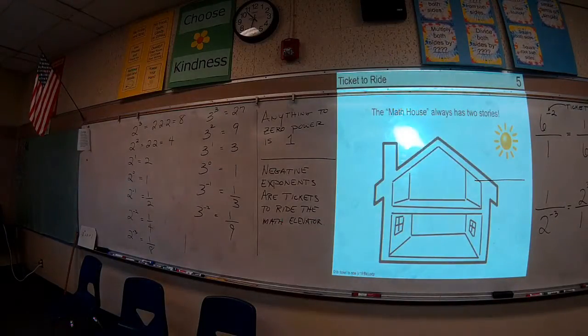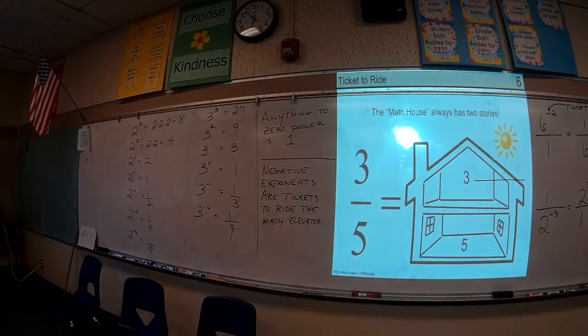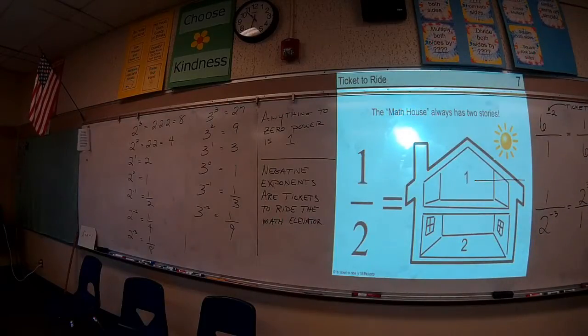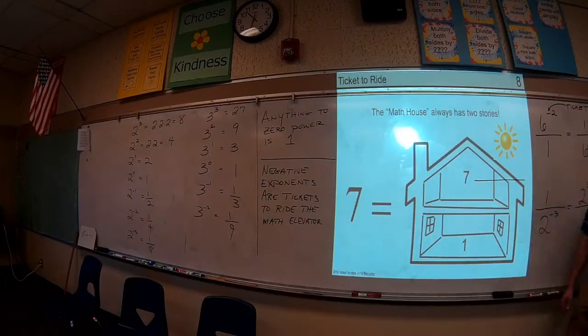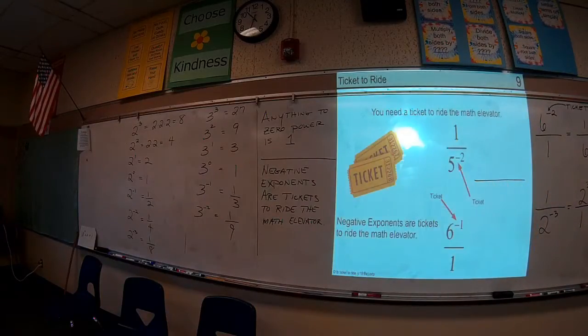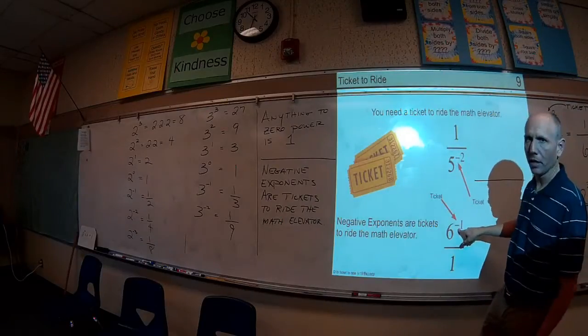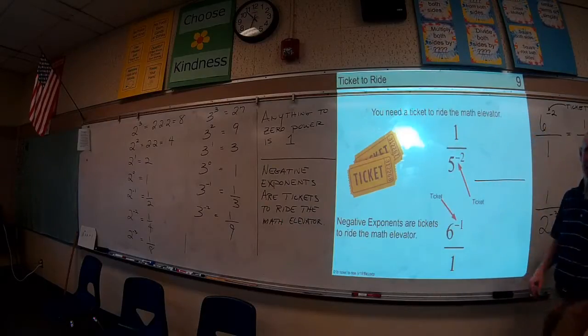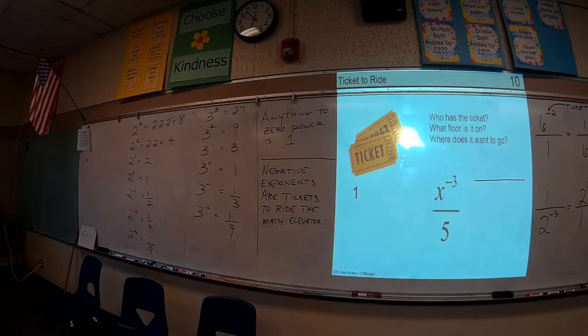The math house is a 2-story house. There's a top floor and a bottom floor. There's a math elevator. Here's 3/5 in that math house. Here is 1/2 in the math house. Here is 7 in the math house, 7 over 1. The negatives are tickets to ride the elevator. Where is this 5 going to go? Up. Where's this 6 going to go? Down. We just did this. Here's what you're going to tell me. You're going to tell me up, down, or does it move?